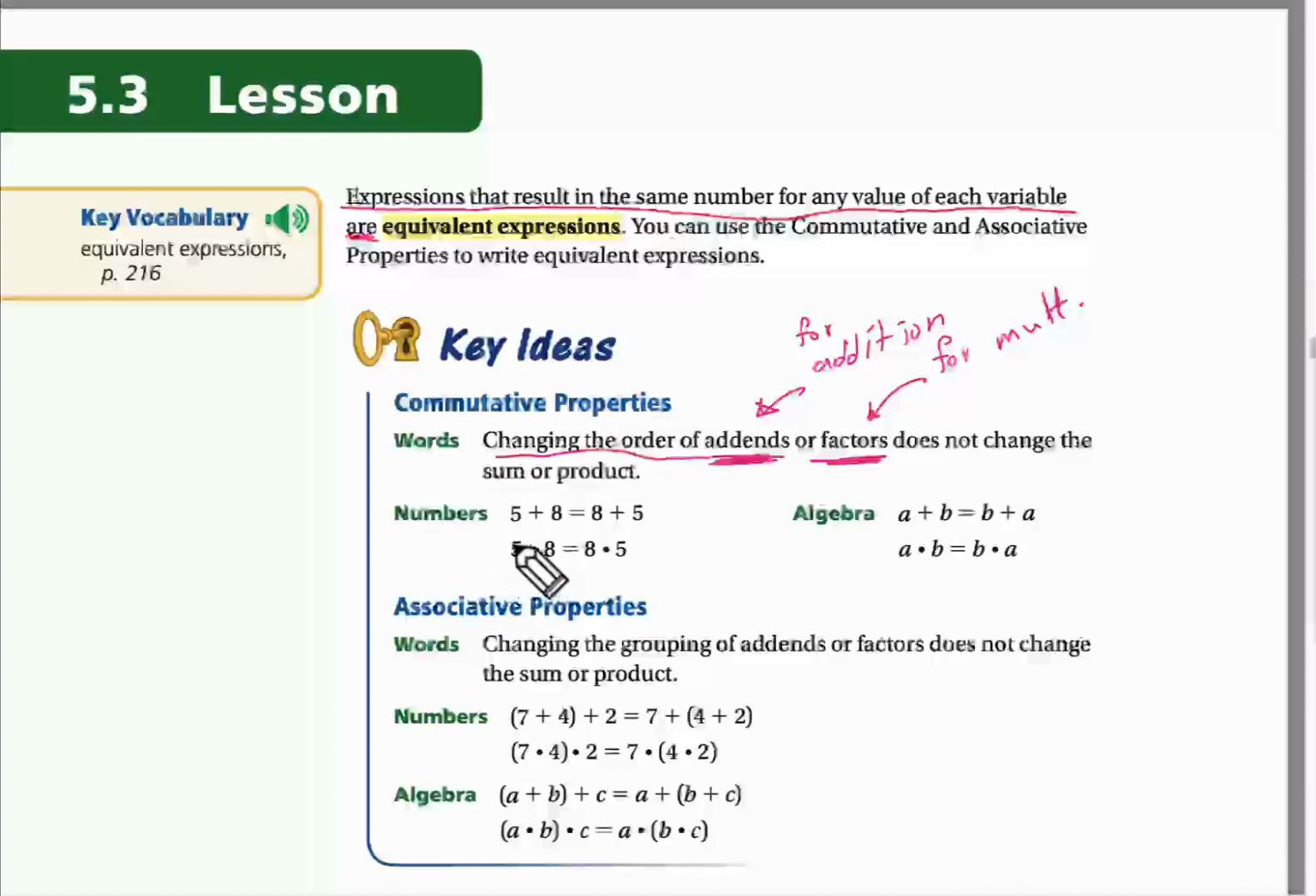In numbers, 5 plus 8, the two addends are 5 and 8. We can change the order, so it will be 8 plus 5. And the sum will not change.